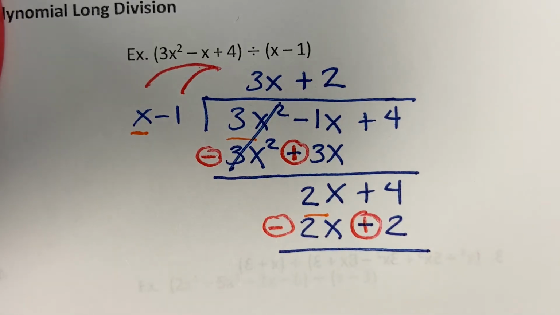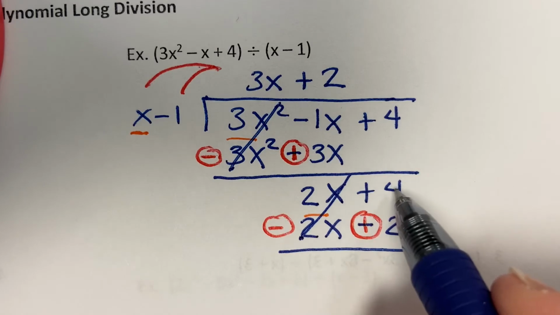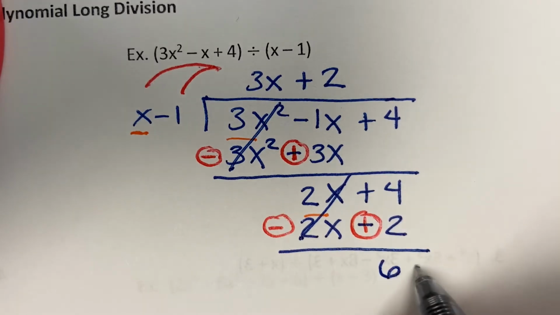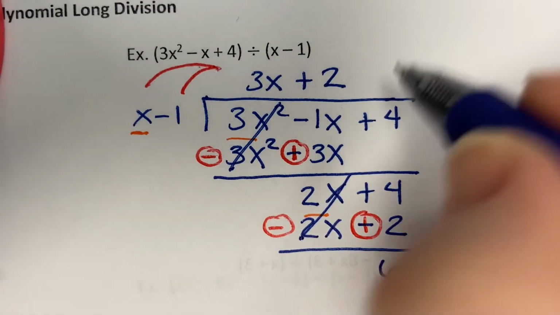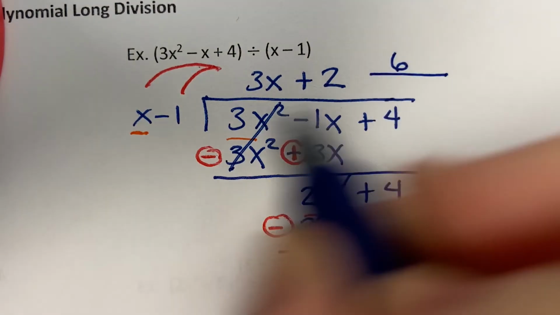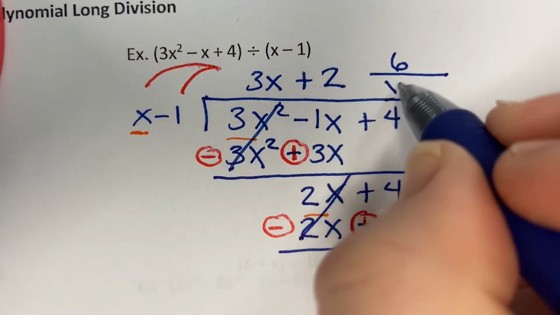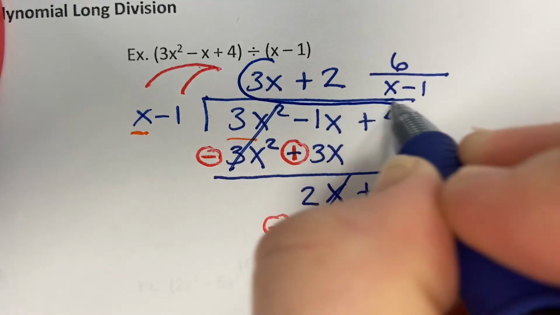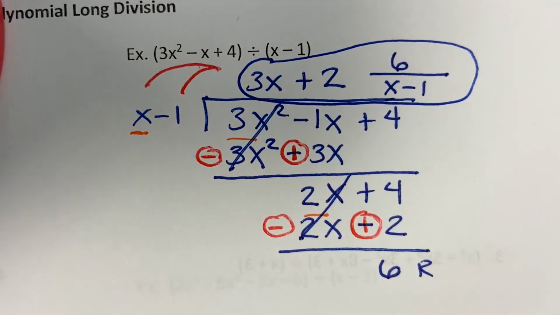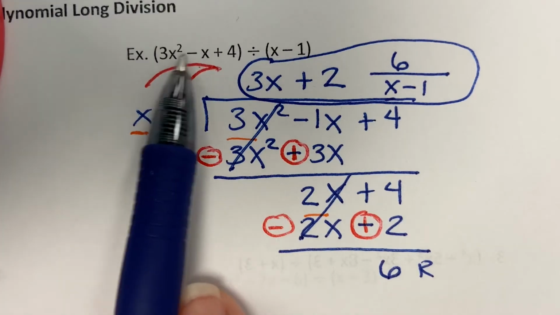Again, I circle it because it helps me remember that I've done it. All right, this cancels, leaving me with 4 plus 2, which is 6. So that's my remainder. So I come back up here and I say 6 over x minus 1. And that's my answer. All right, I do want to caution you as well that sometimes you'll have missing terms.